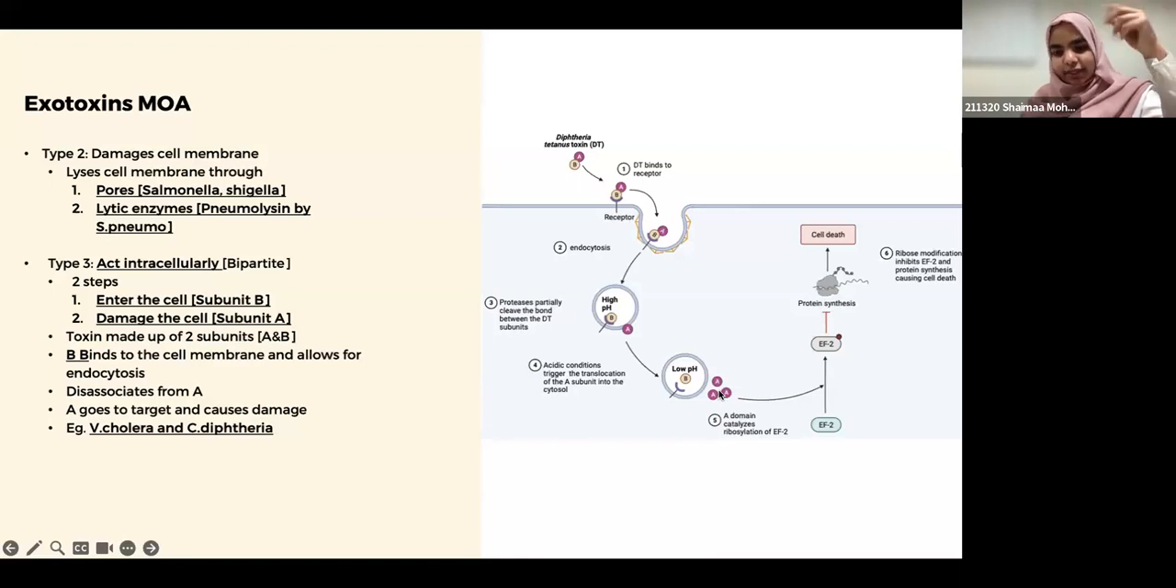In diphtheria specifically, it inhibits something called elongation factor 2. Elongation factor 2 helps in protein synthesis. So you inhibit protein synthesis, you cause cell death. By the end of it, the diphtheria toxin works by inhibiting protein synthesis through inhibiting elongation factor 2. And that's how it works. This is an example of a bipartite toxin.